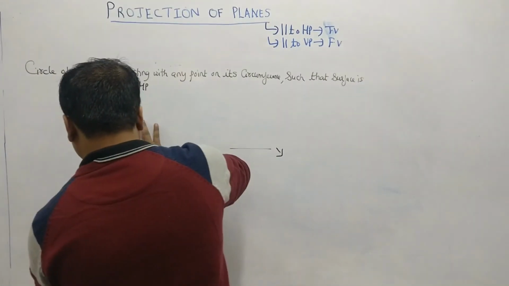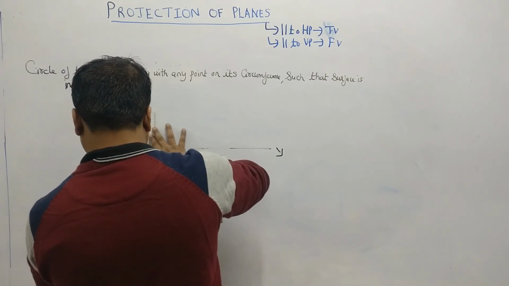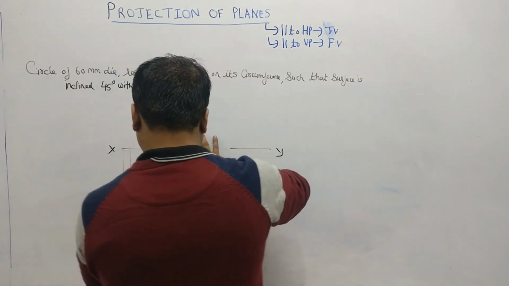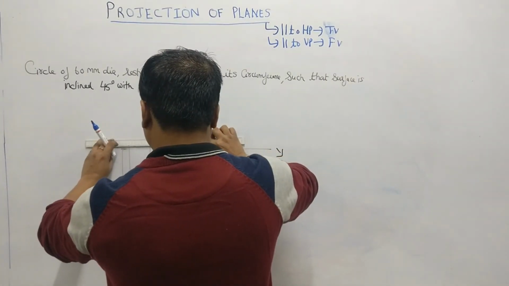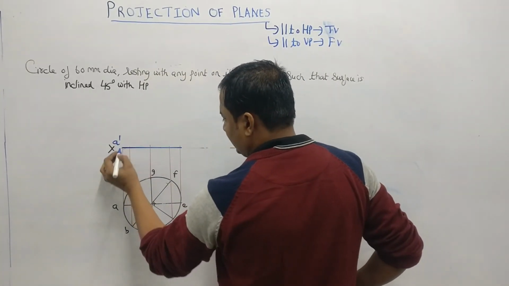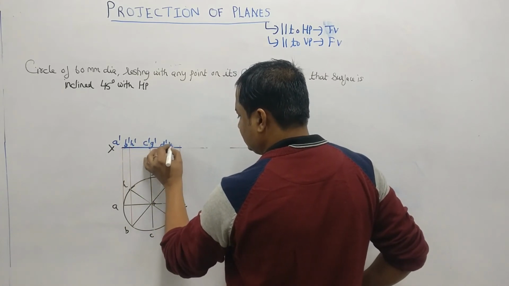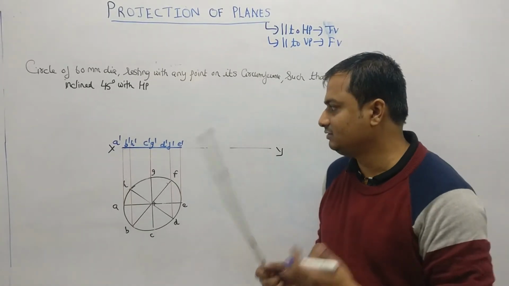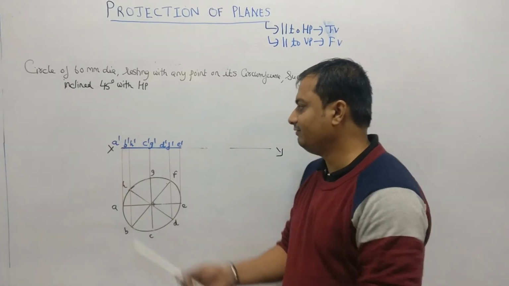Then draw the front view by means of projectors. So this is my front view, which I will be taking on XY. You can take it above XY also. The naming will be, this is A dash, B dash, H dash, C dash, G dash, D dash, F dash, and this is E dash. So this is the first stage, where we have not solved the problem but have assumed that the circle is parallel to the HP. So the top view will be a circle of true shape, and the front view will be a line.